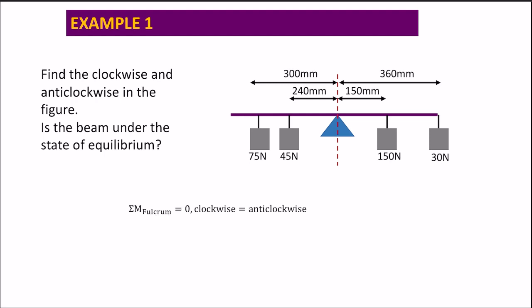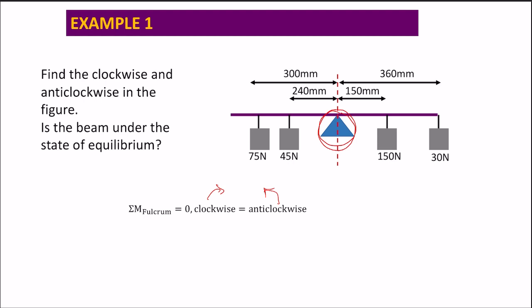First, here I wrote that sum of moment at the fulcrum equal to 0. It means that the moment at the fulcrum akan jadi kosong. Maksudnya dia adalah equilibrium. Which means that clockwise and anti-clockwise moment adalah sama. Jadi dia equilibrium.